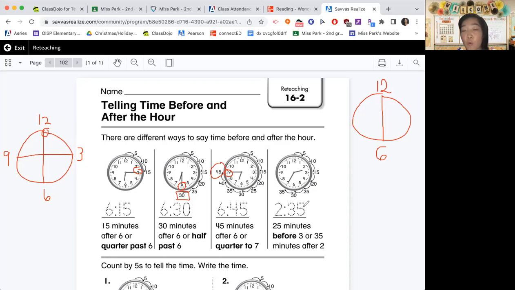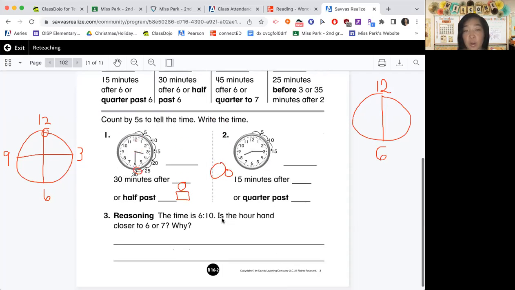25 minutes before 3, or 35 minutes after 2, would mean it's 2:35. Now, I know that telling time can be a little tricky, so we are going to work on these together.